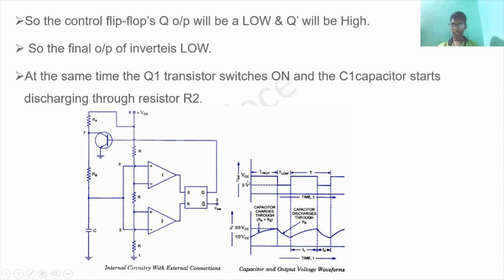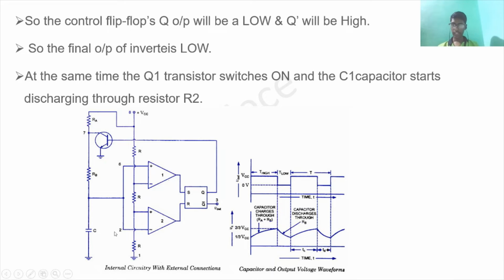This is based on this diagram. Q will be low, Q dash will be high, so the final output of the inverter will be low. At the same time, the Q1 transistor switches on, and the C1 capacitor starts discharging through resistor R2.